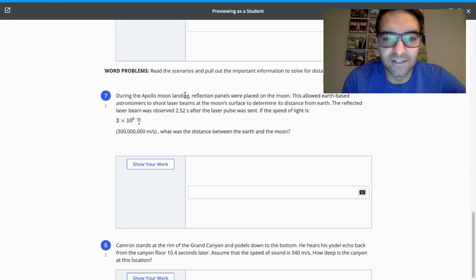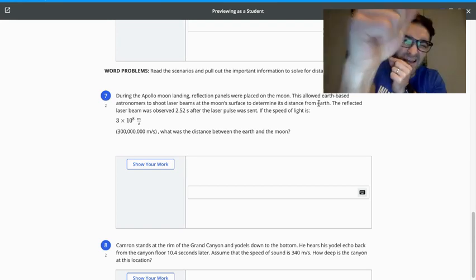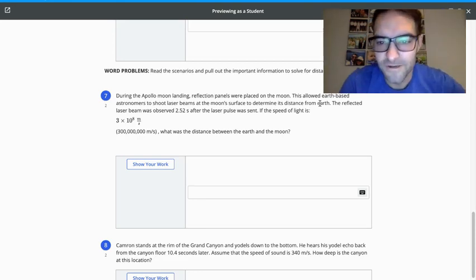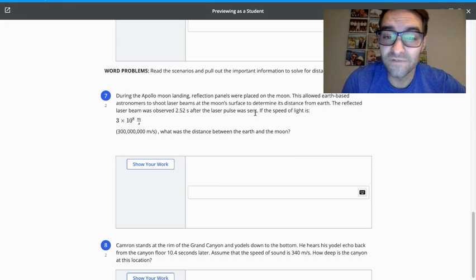During the Apollo moon landing, reflection panels were placed on the moon. This allowed Earth-based astronomers to shoot laser beams at the moon's surface to determine its distance from Earth. Right? So here on Earth, they shoot a laser beam and they want it to bounce back and get back to Earth. The reflected laser beam was observed 2.52 seconds after the laser pulse was sent. So if the speed of light is, and again, this is a little rounded, 300 million meters per second, or 3 times 10 to the 8th meters per second, what was the distance between the Earth and the Moon?